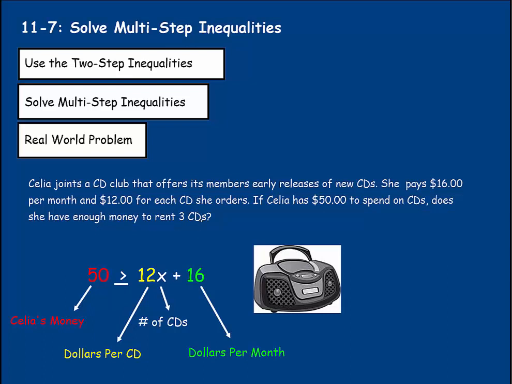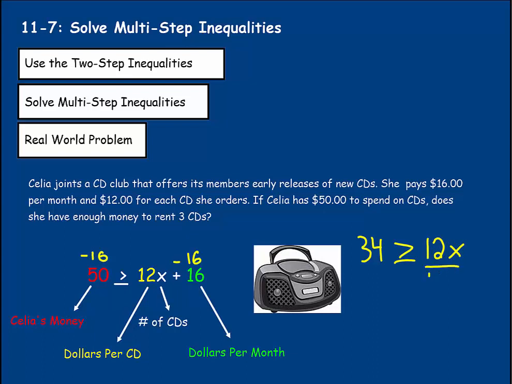If this is put into an inequality, Celia's money, which is $50, needs to be at least, meaning greater than or equal to, the $16 per month that she has to pay, plus the $12 per CD. So to solve something like this, you could subtract the $16 per month from her total. So the amount of money she would have left, $34, would need to be greater than or equal to $12 per CD times the number of CDs, and she's hoping it's going to be enough for 3.